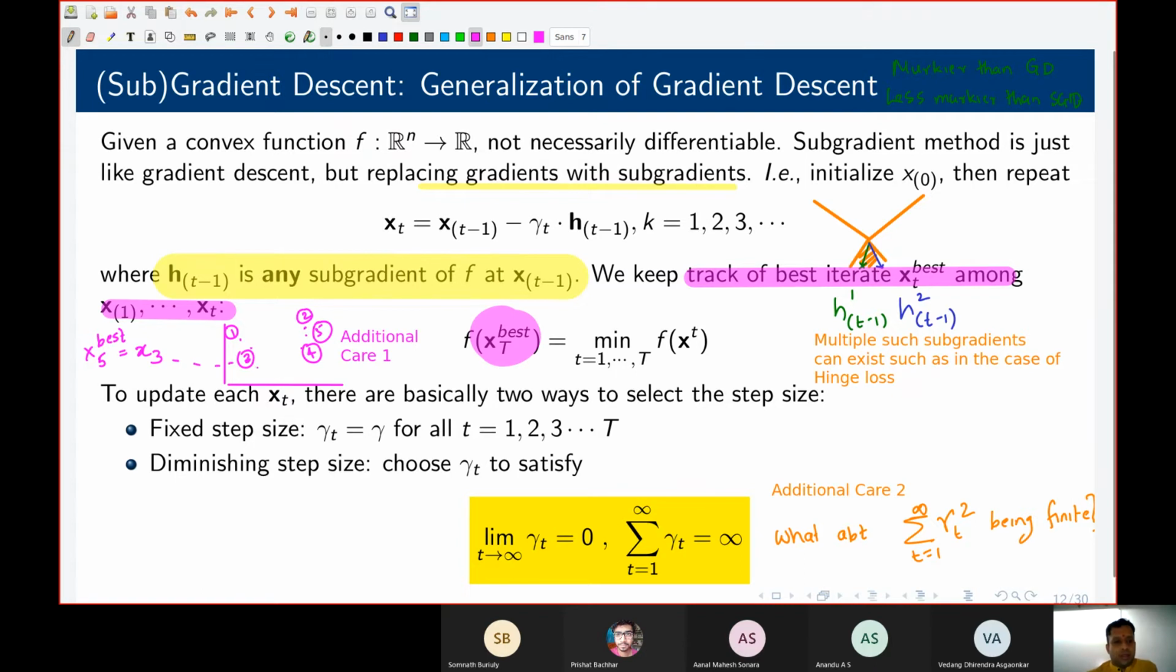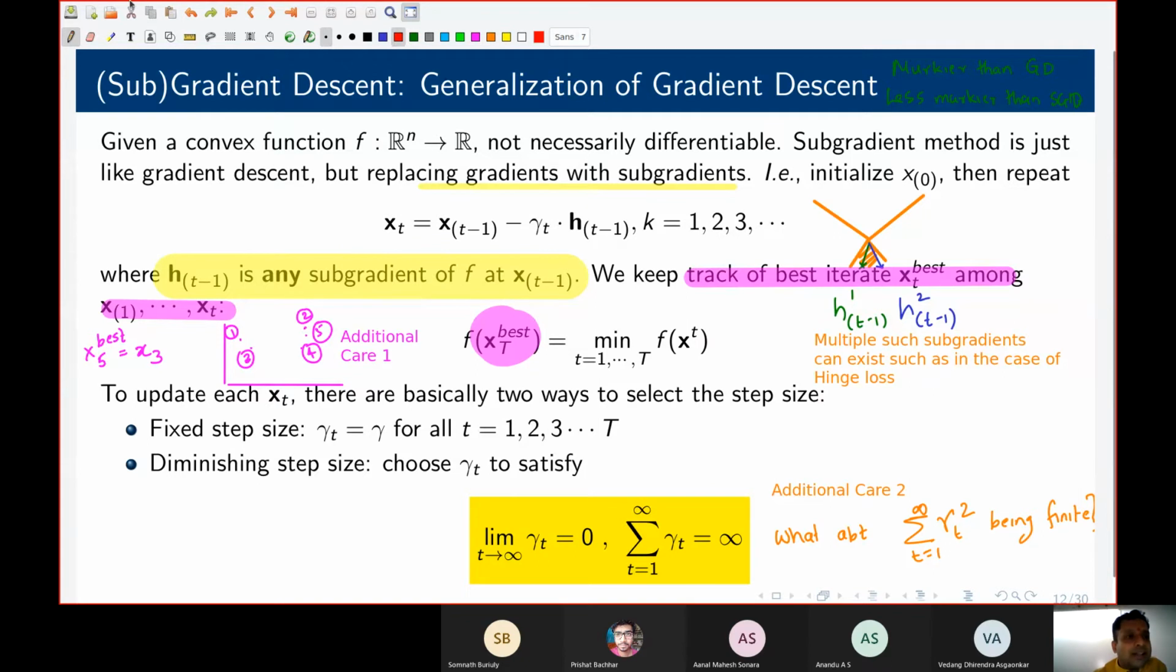So why did you include summation gamma t being infinite? Why should the sum be infinite? So we are saying that we don't want to put too much restriction on how fast they're diminishing. They should go, but so let's take an example, right? Gamma.